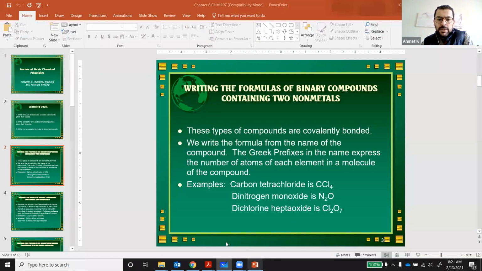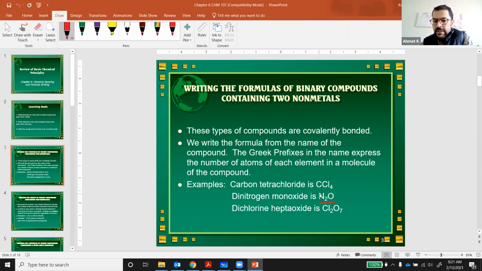Okay, so let's go back to our slide again. If you look at this one, for instance, now I have N2O, right? The first one, I'm still going to call it nitrogen. See, I'm not changing it to nitride. Still nitrogen, but since you have two of them, you're going to call it dinitrogen. And for the second one, even if you have only one, you are still saying monoxide. You don't just say dinitrogen oxide. Makes sense, right?